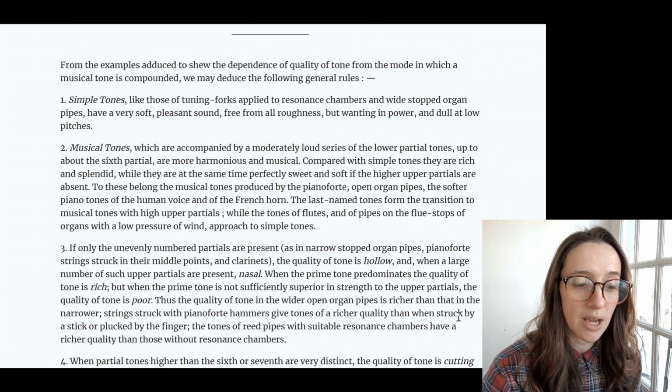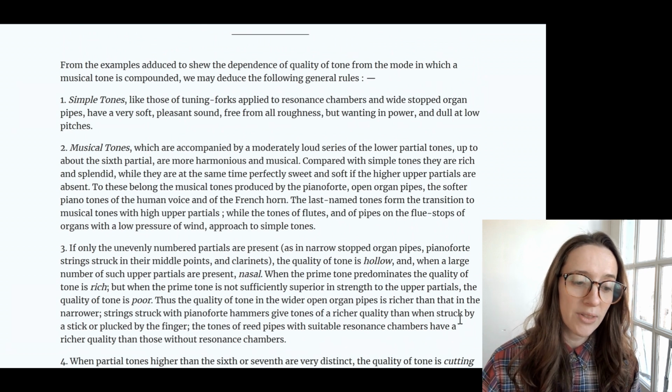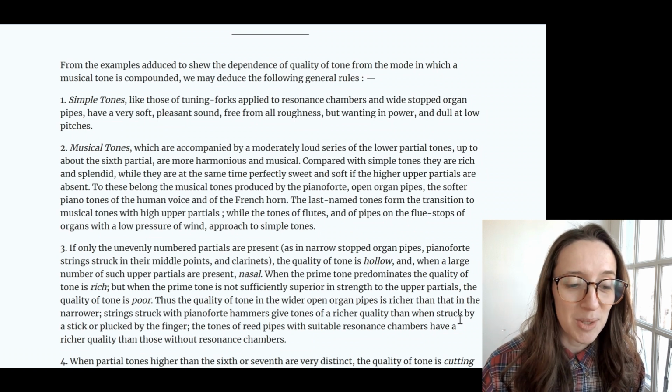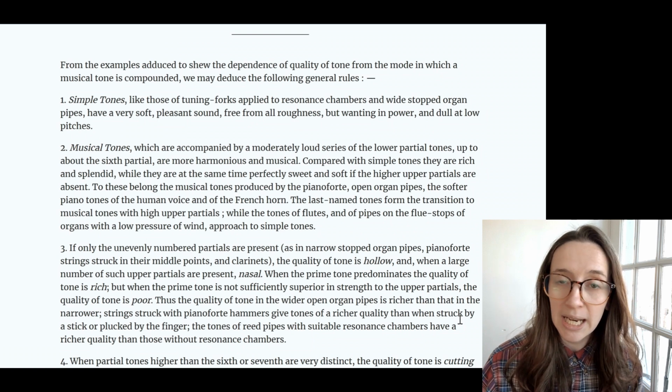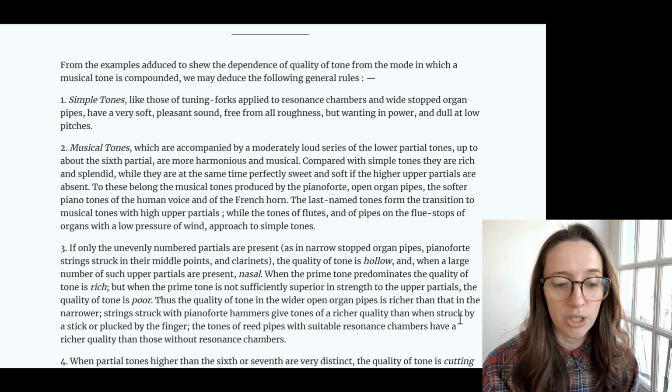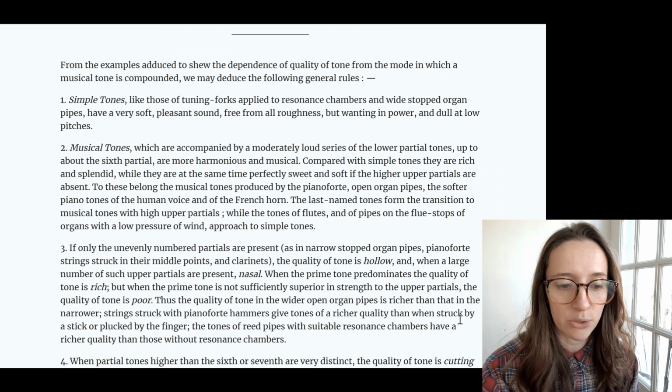Compared with the simple tones, they are rich and splendid, while they are at the same time perfectly sweet and soft if the higher upper partials are absent. To these belong the musical tones produced by the pianoforte and open organ pipes. The human voice and that of the French horn form the transition to musical tones with higher upper partials.